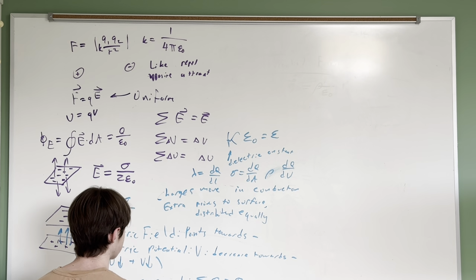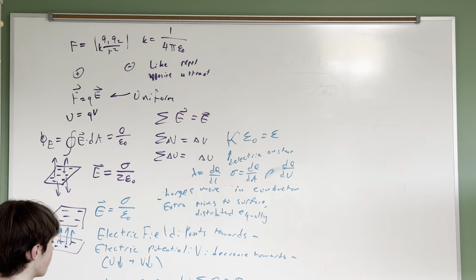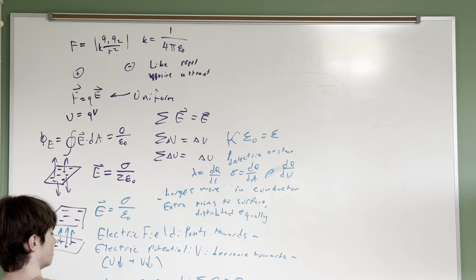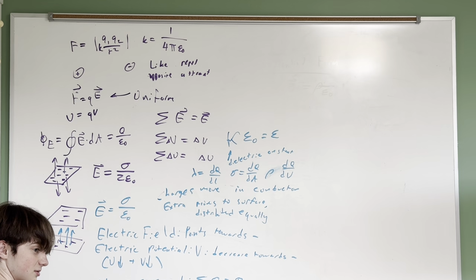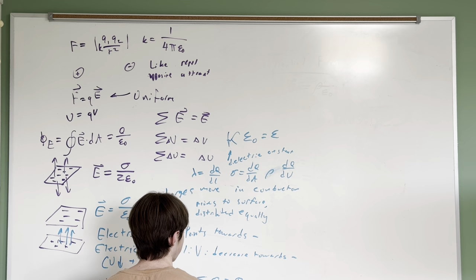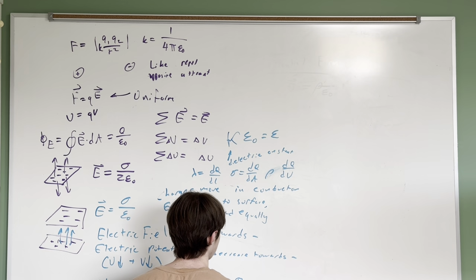Derivative of voltage with respect to x, negative of that is equal to the electric field in x. So dV/dx is equal to E_x. V is equal to negative E times x for uniform fields. Otherwise, we have V is equal to negative integral of E dot ds.